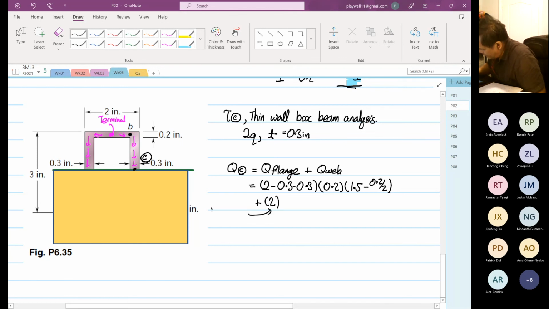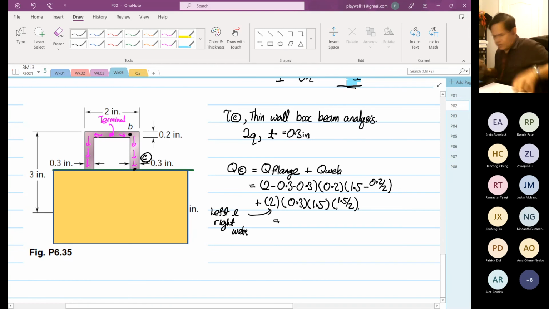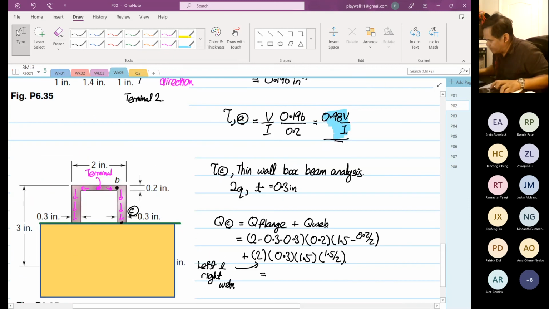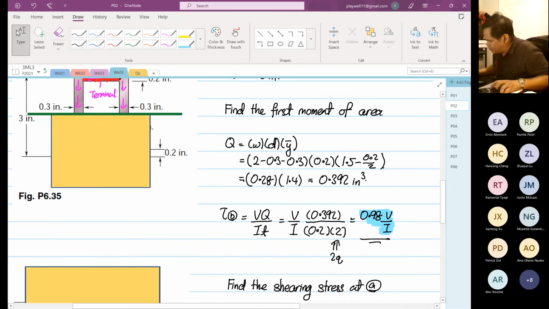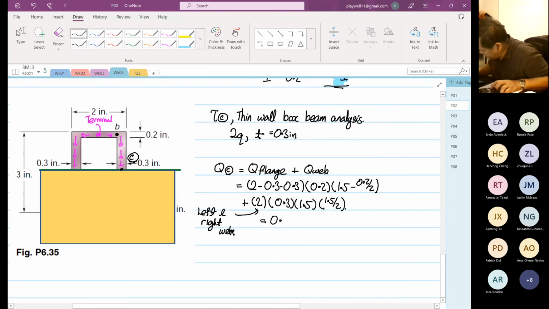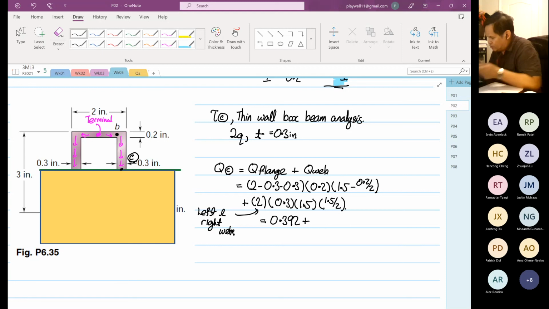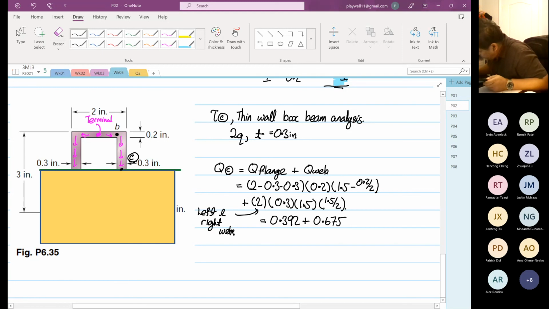Okay, I'll write down here, left and right webs. The width is 0.3. The depth is 1.5. And this is 1.5 divided by 2. Okay. So this one we calculated earlier, right? Somewhere around here, it is all the same, it is 0.392 plus 1.5 times 1.5 times 0.3, 0.675. So this is equal to 0.392 plus 0.675. So it's equal to 1.067 inches cubed.